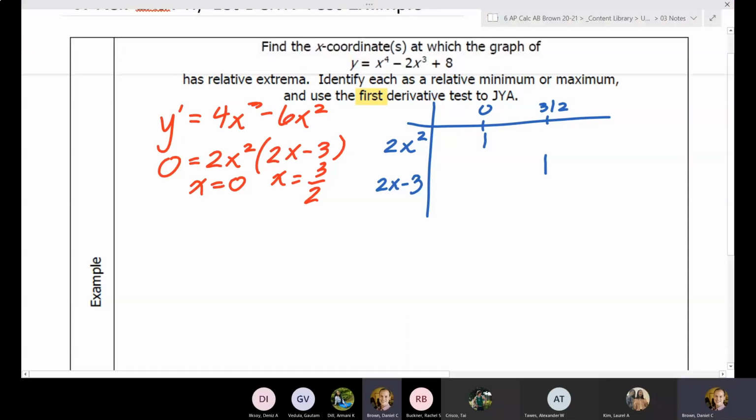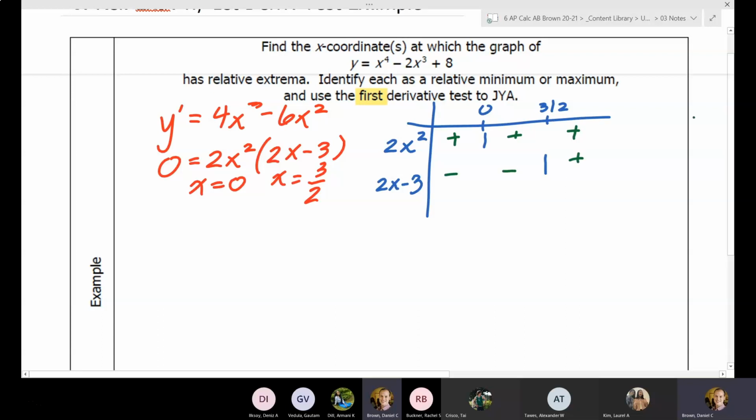So 2x squared is the easy one, because what's going to be the sign of 2x squared? Always positive. We have 2 times something squared, always positive. And then we have 2x minus 3. So plug in something to the left of 3/2. 0 is a pretty easy one. We get a negative number. Anything bigger than 3/2 plugged in is going to give you a positive number.